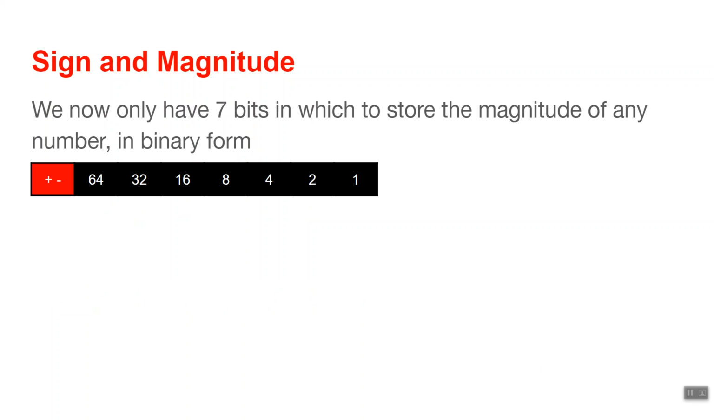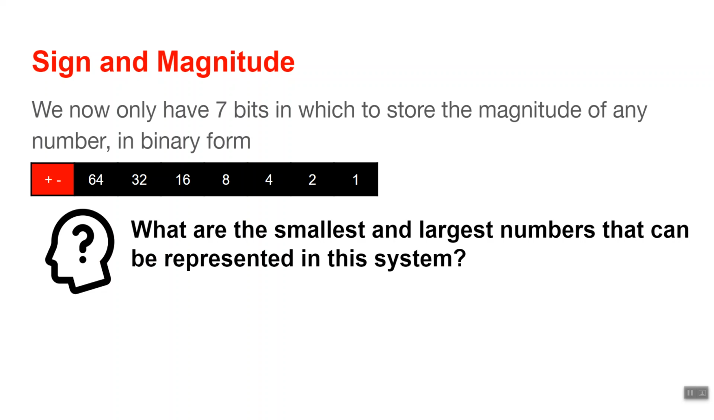So here is our sign and magnitude binary system again. We've got our 7 bits representing the magnitude and 1 bit representing the sign. The problem is that we now only have 7 bits available in which to store the magnitude of any number in binary form. So that changes the smallest and largest numbers that we can store using this system. So what do you think the smallest and largest numbers are that can be represented using sign and magnitude? Again, opportunity to pause and have a think.